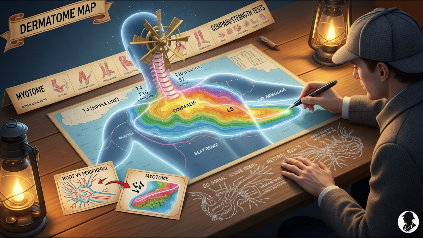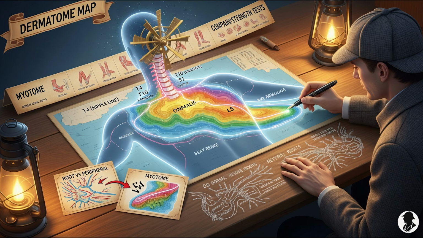Definitely. And alongside the sensory map, the dermatomes, we have the motor map, the myotomes. A myotome is a group of muscles innervated by the motor fibers of a single spinal nerve root. Just like testing sensation in a dermatome tells you about the sensory root, testing muscle strength or reflexes associated with a myotome tells you about the motor root. For example, testing the biceps reflex checks the integrity of spinal levels C5 and C6, while the triceps reflex checks C7 and C8. Sensory map, motor map, dermatomes, myotomes.